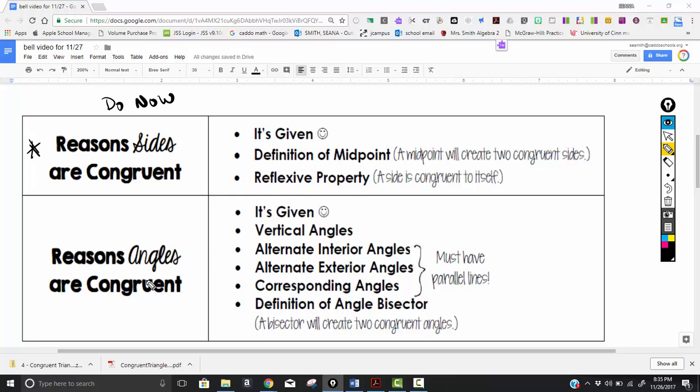Reasons angles are congruent. Okay, so this is for angles. It's given. They're vertical angles, alternate interior angles, alternate exterior angles, corresponding angles, definition of angle bisector. That creates the two congruent angles. Notice these, you only use these three if you have what? Parallel lines. That should be in your notebook under the Do Now section. You probably should pause to write all that down.